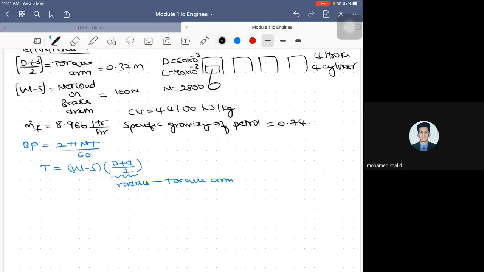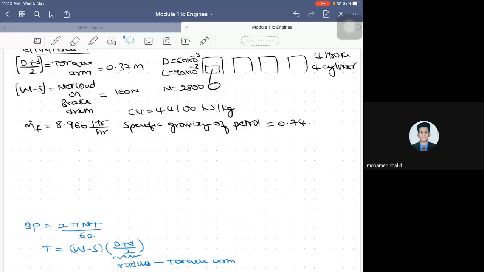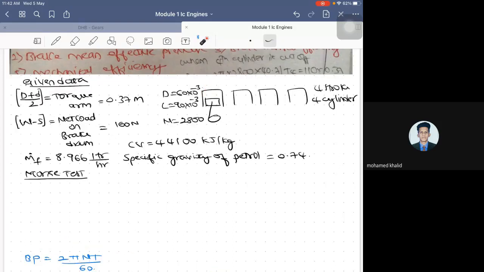A Morse test is carried out. Now the Morse test parameters would be given, so I'll be taking them one by one. Just write it down: the cylinders are cut off in order. See, in the Morse test, what we'll be doing, we'll be first cutting off the first cylinder. Next, we'll be cutting off the second cylinder. Next, the third cylinder. Next, the fourth cylinder.